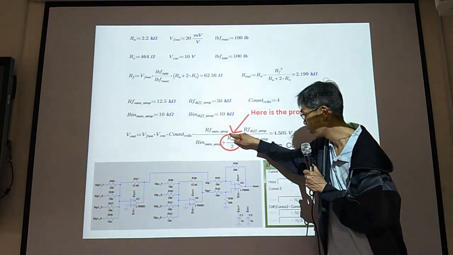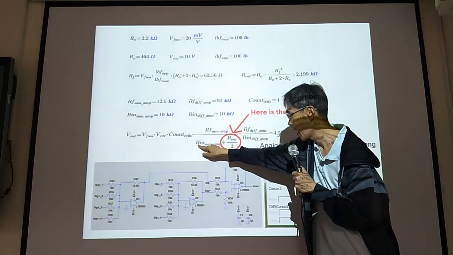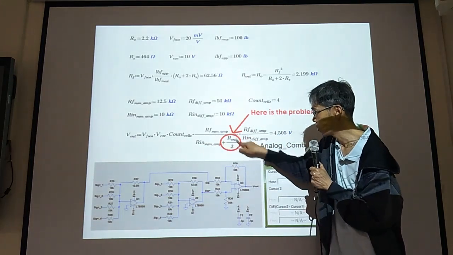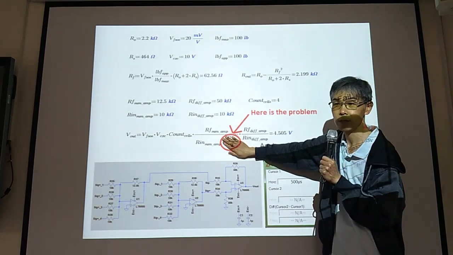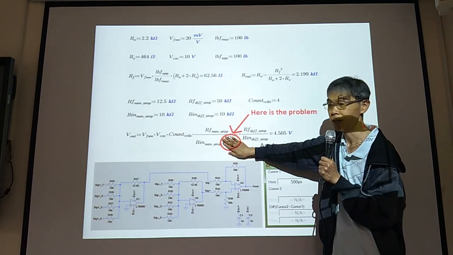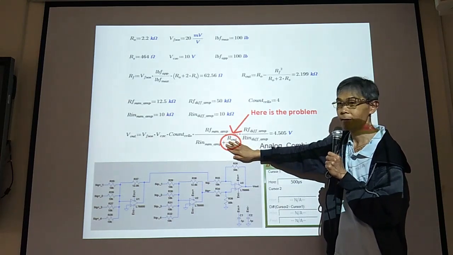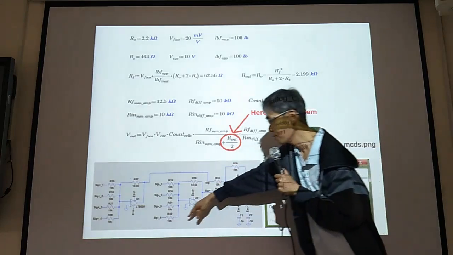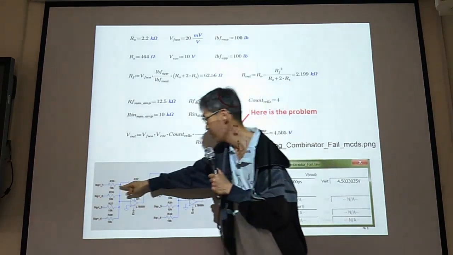If Ri is much larger than this one, then we can ignore this one. If the input resistance is infinite, then we can ignore this one, so we are happy. But unfortunately, the input resistance here is only 10K.